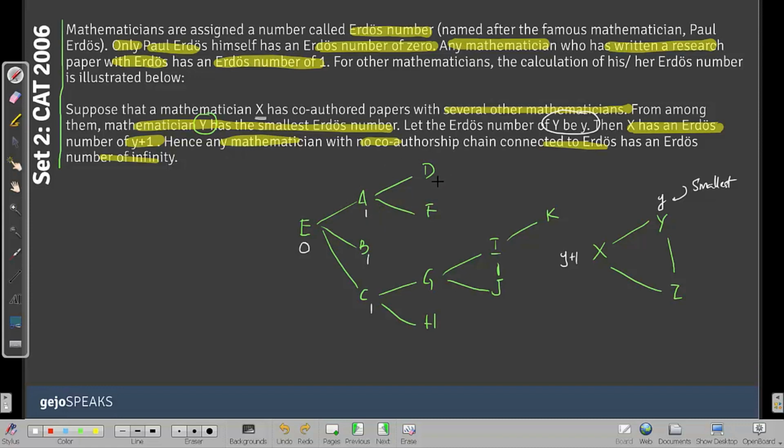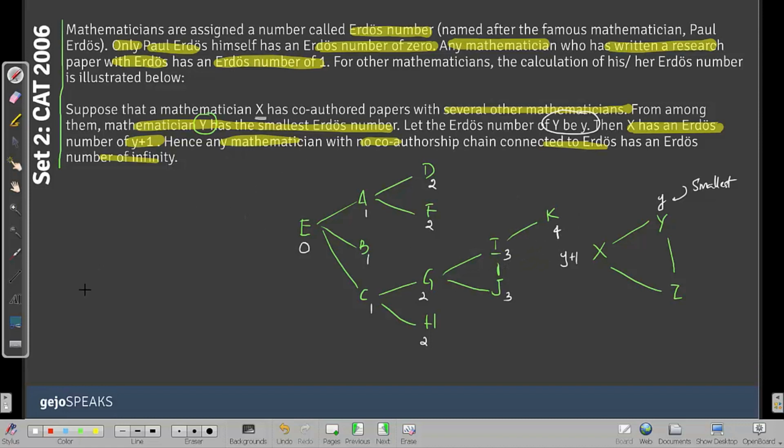So now D will have a value which is 1 plus 1, which is 2. Same is the case here. This will get a value 2. This gets value 2. This gets the value 2. Now if you look at these 3 of them, the lowest is 2. So then this will get the value 3, and this will get the value 3. And between these two, the lowest is 3. So K will get a value which is equal to 4.